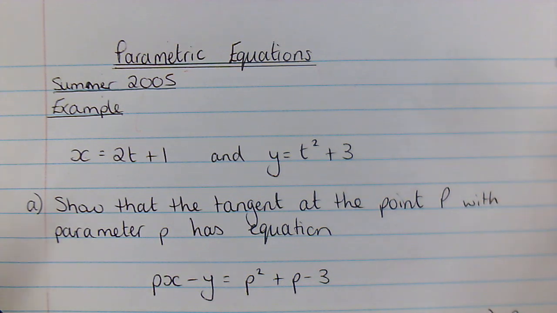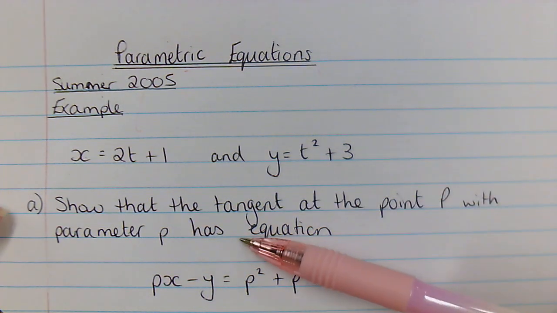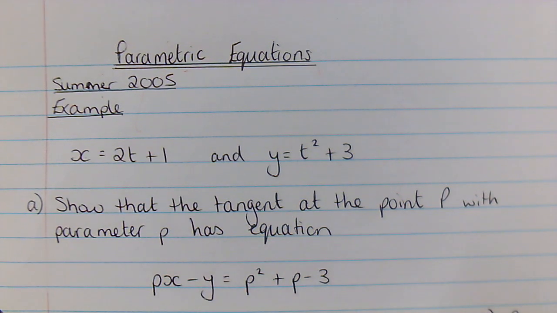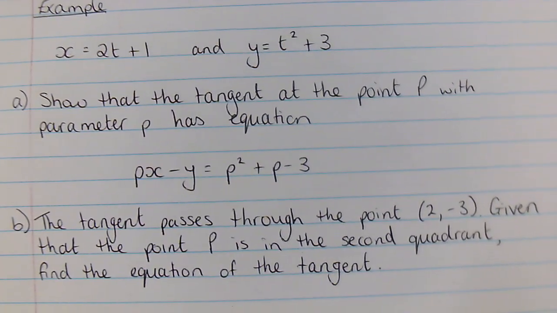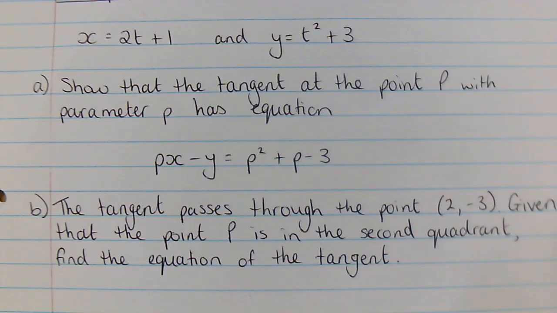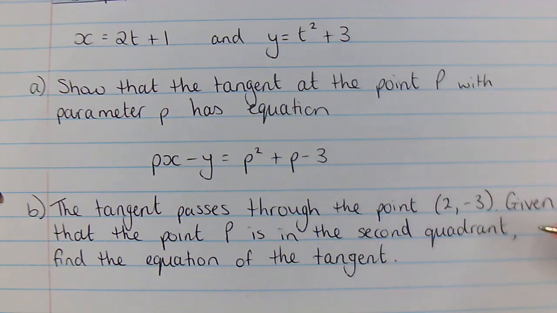Okay, so in this one, the first thing we've got to do is show that the tangent at the point P with parameter p will have this equation. And then part B, which I'll come on to in a moment, says the tangent passes through the point (2, -3). Given that the point P is in the second quadrant, find the equation of the tangent.